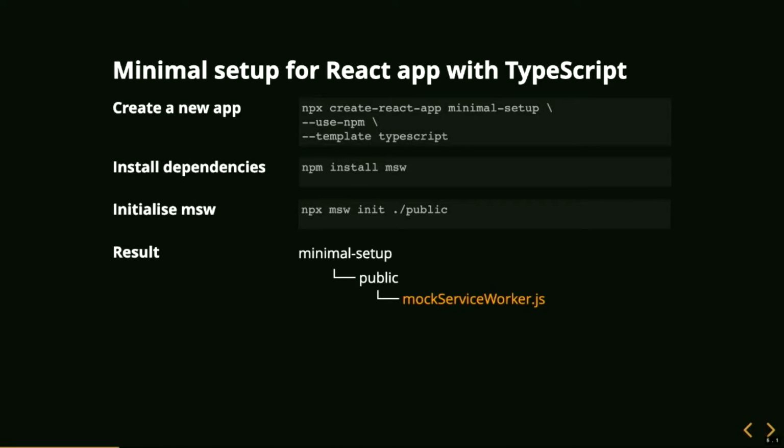Imagine that we have a new application initialized by Create React App, and we are using TypeScript. What we are going to do here as a first step is just to install MSW as a dependency and run a command to initialize it. As a result, a new file will be created under the public folder named mockServiceWorker.js. This is the starting point where the magic happens, and we are not supposed to change this file manually.